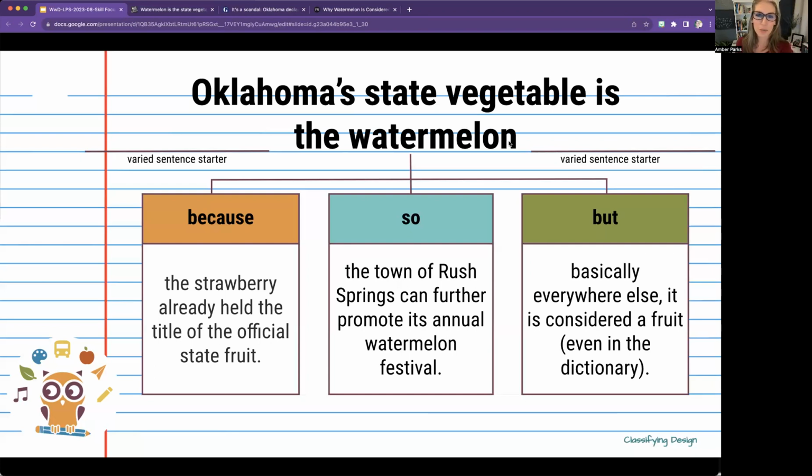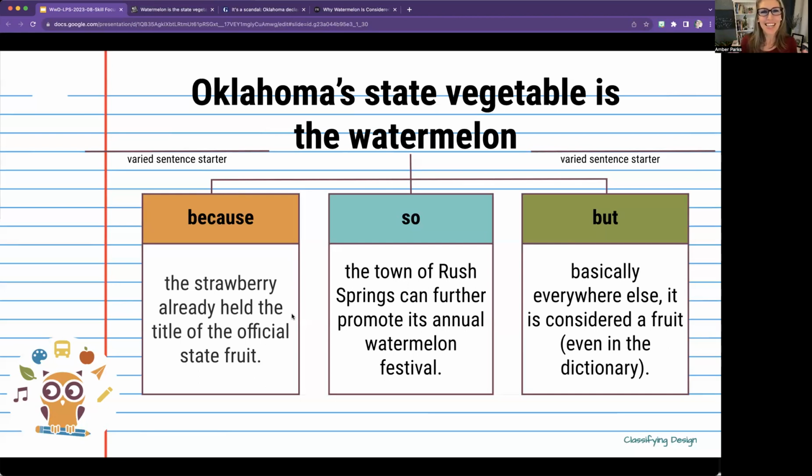So Oklahoma state vegetable is the watermelon because the strawberry already held the title of the official state fruit. Oklahoma state vegetable is the watermelon, so the town of Rush Springs can further promote its annual watermelon festival. Oklahoma state vegetable is the watermelon, but basically everywhere else it is still considered a fruit, even in the dictionary.